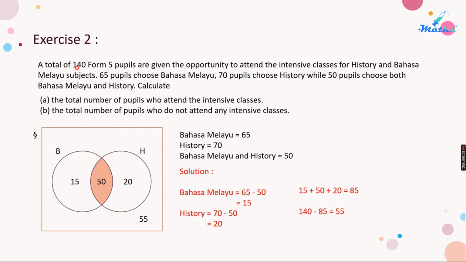Exercise 2. A total of 140 Form 5 pupils are given the opportunity to attend the intensive classes for History and Bahasa Melayu. 65 people choose Bahasa Melayu, 70 people choose History, while 50 people choose both Bahasa Melayu and History. Calculate A. The total number of pupils who attend the intensive classes. B. The total number of pupils who do not attend any intensive classes.